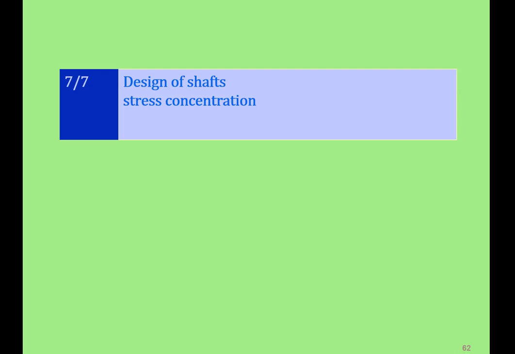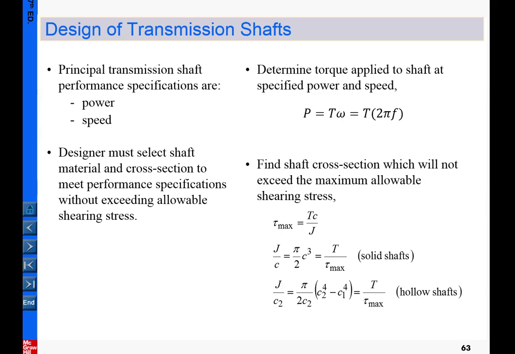This is the last section of these chapters, and that's about the design of the shaft, and also the concentration of the stress. This page basically talks about the design of the transmission shaft, using shafts to transmit torque. The given information will include the power, for example the power from the engine, and then the speed, which is the rotation speed of the shaft.